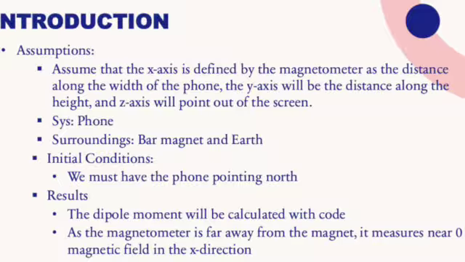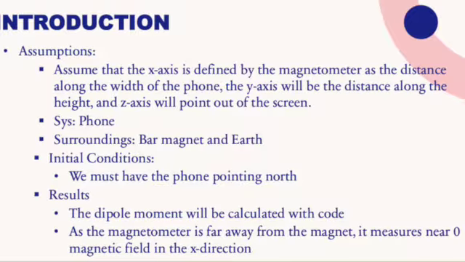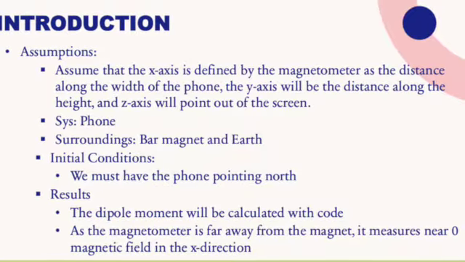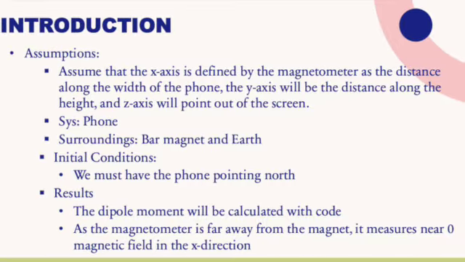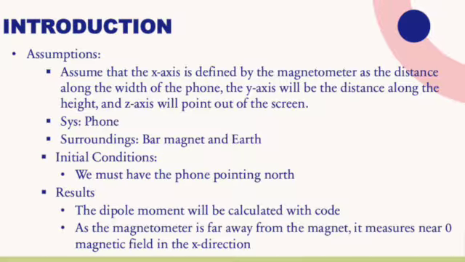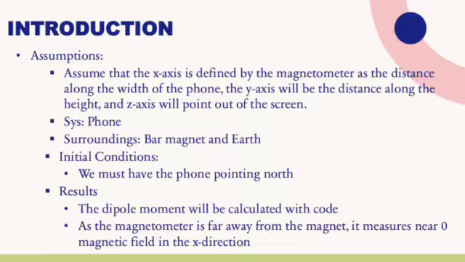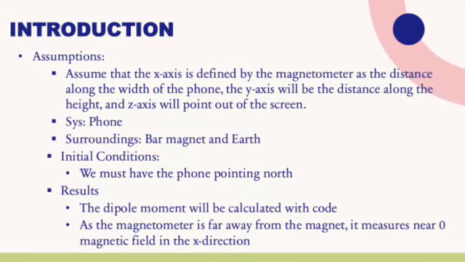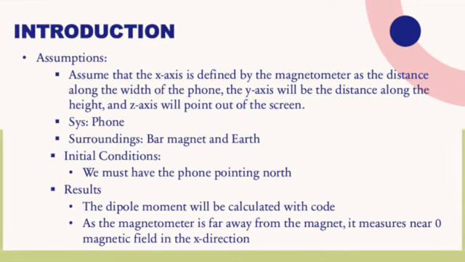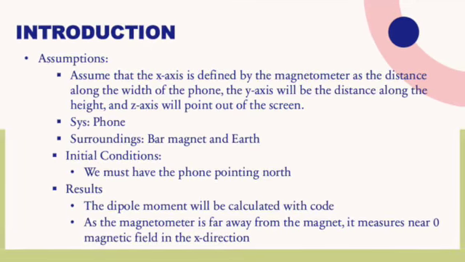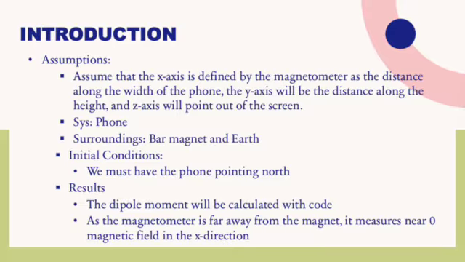A few assumptions. Assume that the x-axis is defined by the magnetometer as the distance along the width of the phone, the y-axis is the distance along the height, and the z-axis will point out of the screen. Our system in this experiment is the phone, and our surroundings are the bar magnet and everything else surrounding. A few initial conditions: we must have the phone pointing north. If you don't, then as explained later on in this lab, it'll mess up your results.